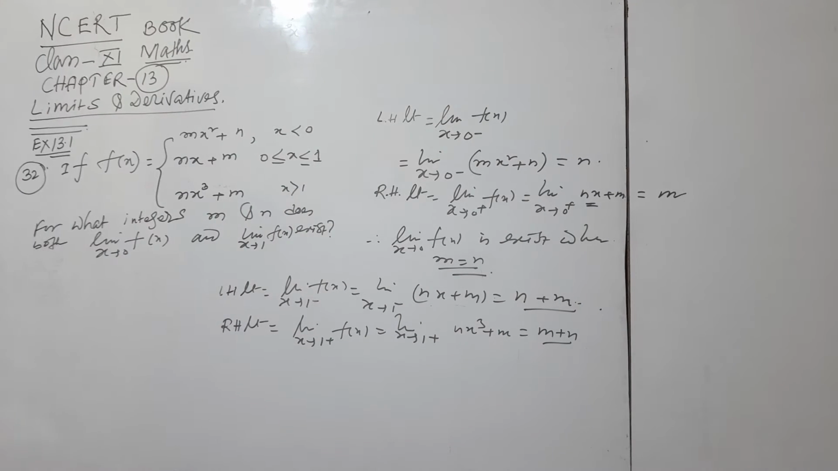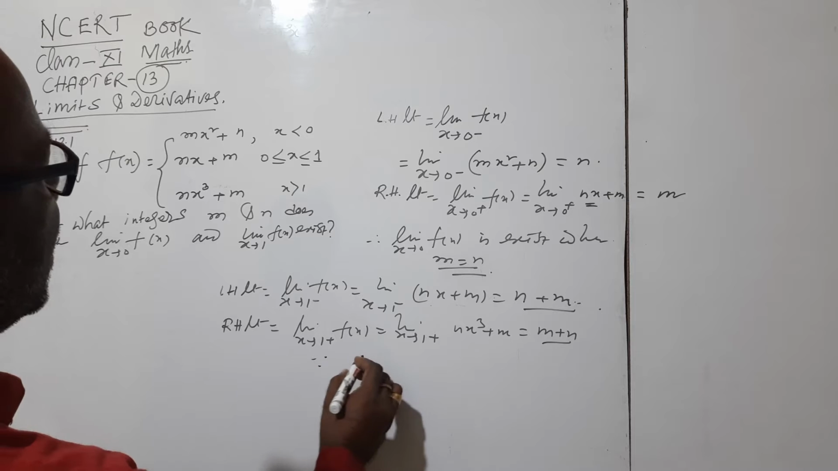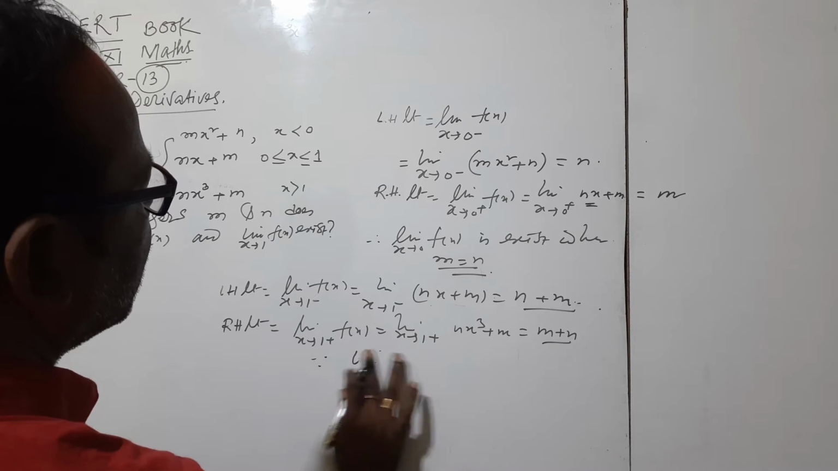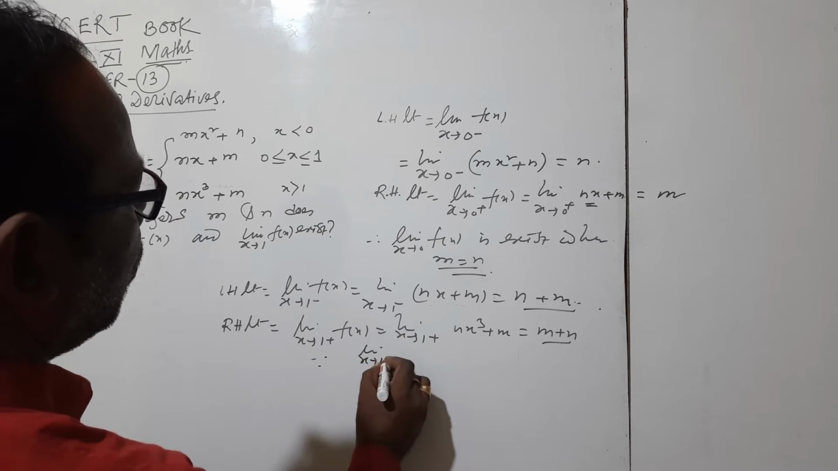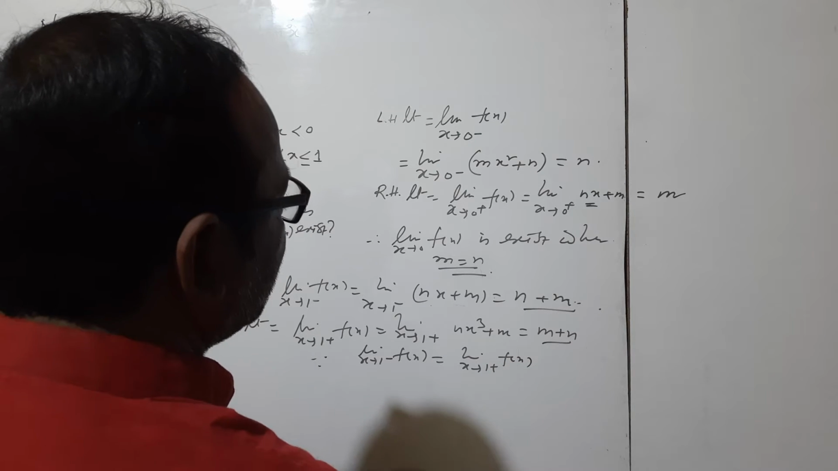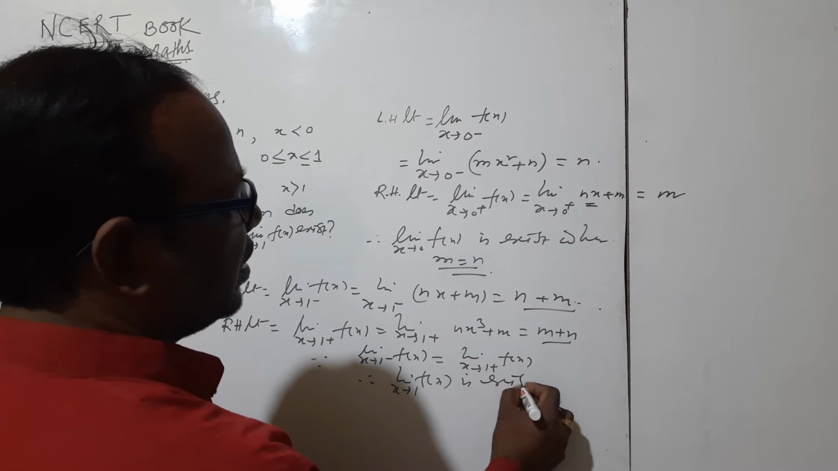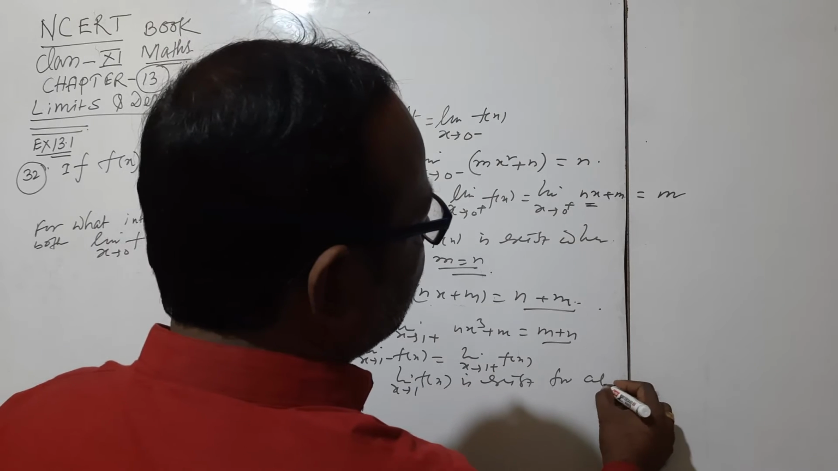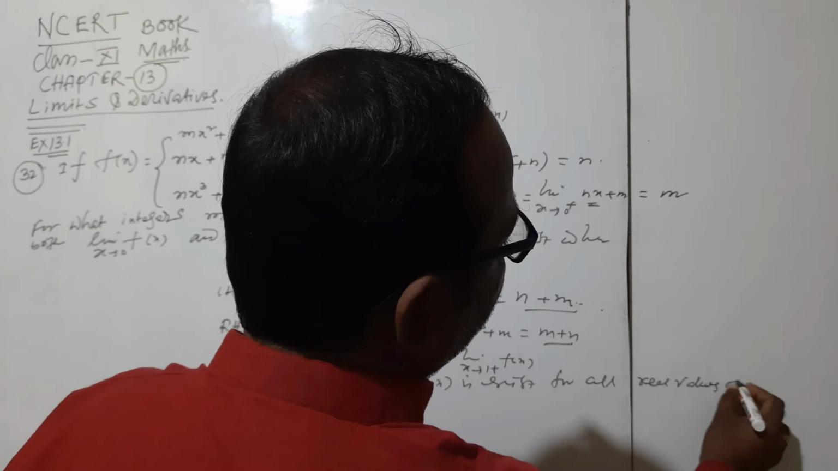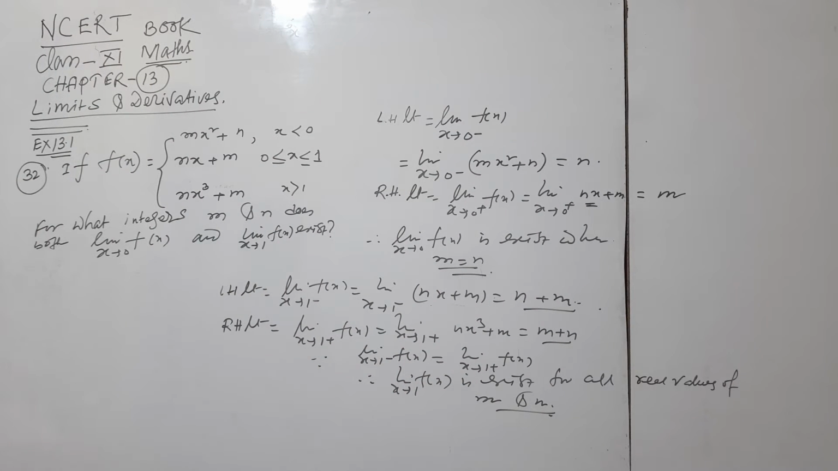See, both are the same. Since the left hand limit, as x tends to 1 minus of f of x, is equal to the limit as x tends to 1 plus of f of x, therefore the limit as x tends to 1 of f of x exists for all real values of m and n. So this is the conclusion of this problem.